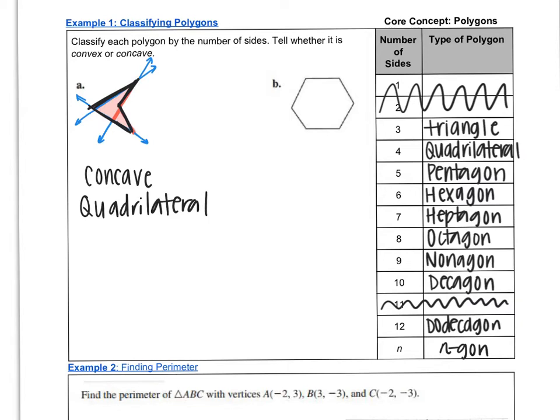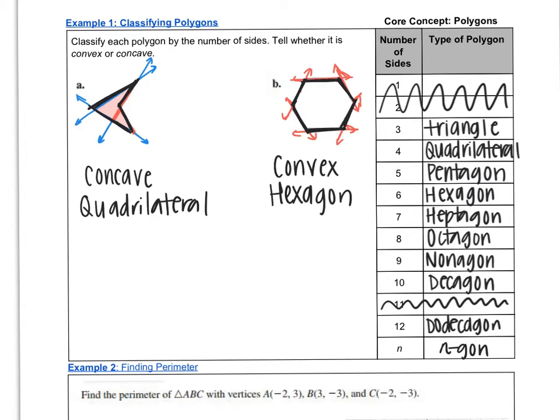Let's take a look at the next one. None of the sides go through the interior, right? Do you guys see that it doesn't concave into itself at all? If I were to draw the lines for all the sides, we're good there. So that means this would be convex. And there are 1, 2, 3, 4, 5, 6 sides. This is a convex hexagon.